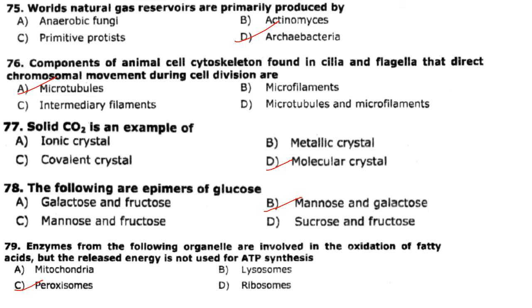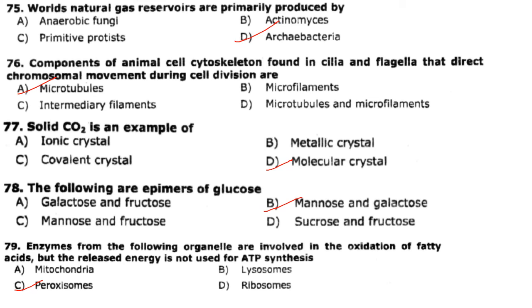Components of animal cell cytoskeleton found in cilia and flagella that direct chromosomal movement during cell division are, so they are microtubules. Answer is option A. Solid carbon dioxide is an example of, it is an example of molecular crystal. Answer is option D. The following are epimers of glucose. So galactose and mannose are epimers of glucose.